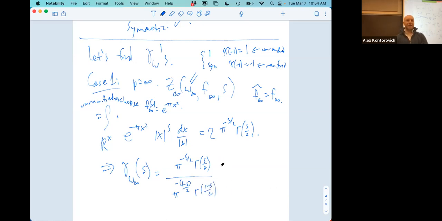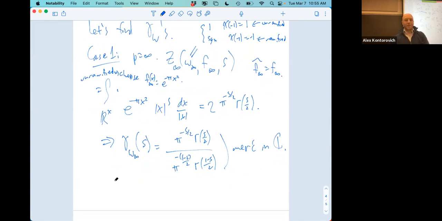Okay, and this evidently is meromorphic everywhere. So this is meromorphic in all of C, with some poles of the gamma in the bottom giving me zeros and some poles of the gamma on top and so on. So it really is not just holomorphic, it's meromorphic.